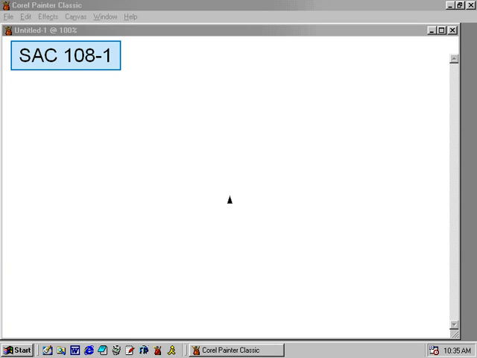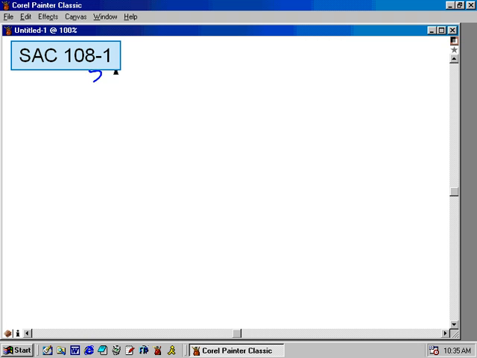SAC 2B, problem 1, is a graphing problem. We're supposed to graph the motion of a car. A car crosses a start line with a velocity of 30 meters per second. The car continues at that speed for 5 seconds.